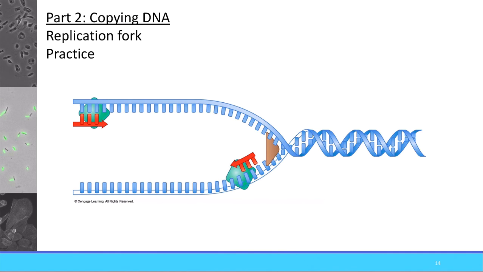So let's go ahead and start with our top strand right here. This red is our primer, and the arrow indicates the direction of synthesis, and we know we can only add to the 3' end. So this makes this end the 3' end, which makes this end the 5' end.